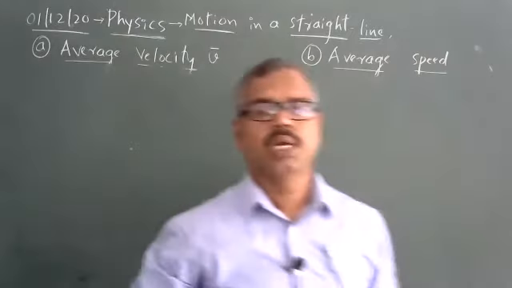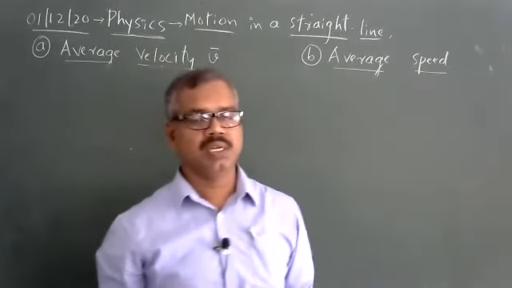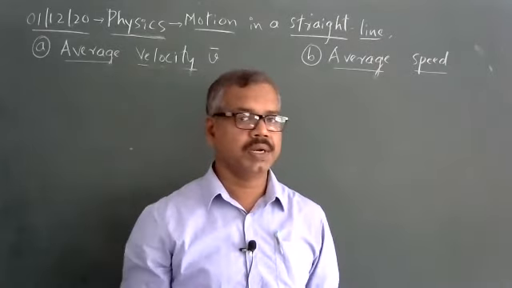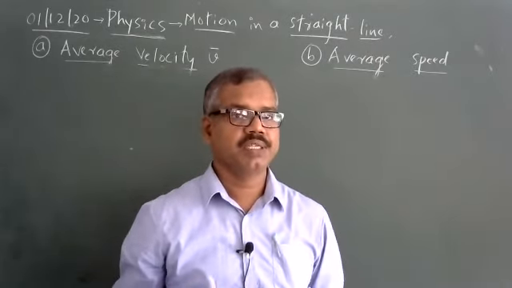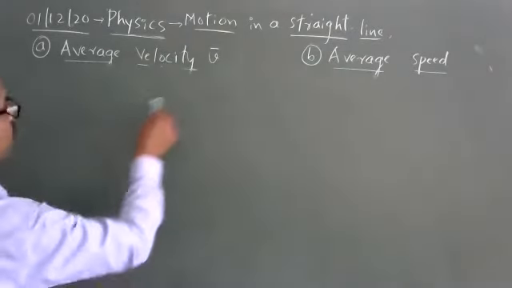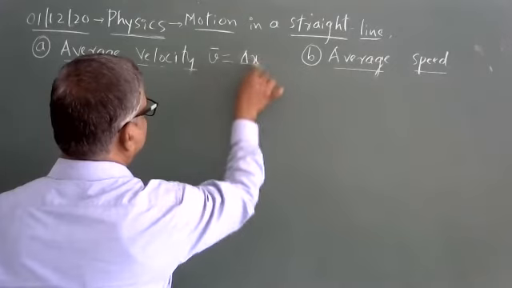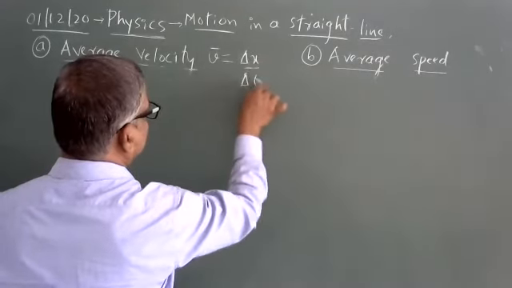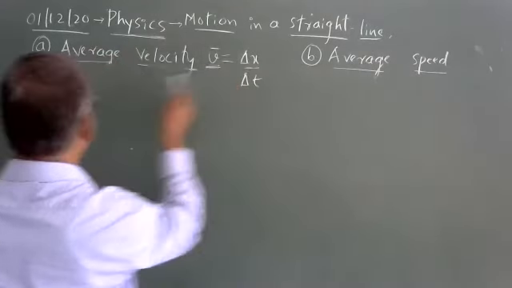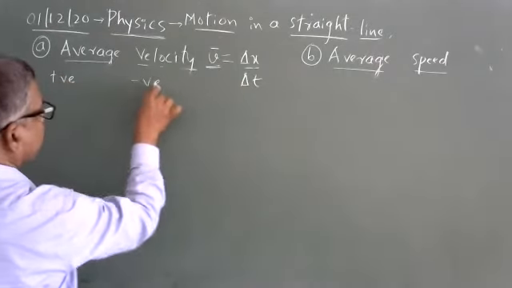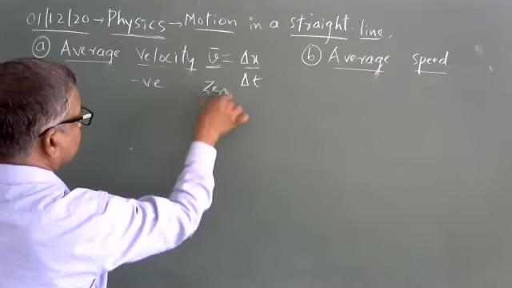Dear students, we defined what is average velocity. Average velocity is change in position to change in time interval, or it is also defined as rate of change of displacement. So let me put it mathematically. Average velocity is equal to delta x upon delta t. This average velocity can be positive, it can be negative, it can be 0.